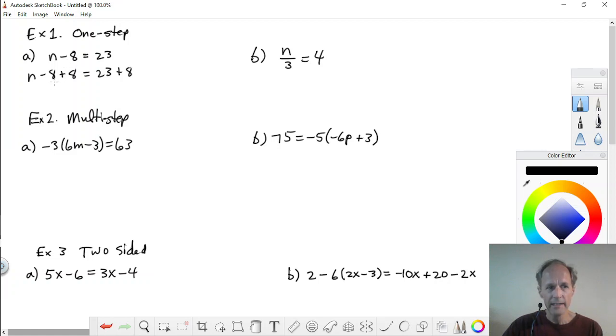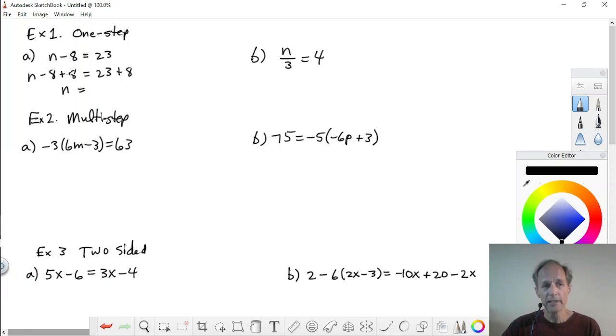As you can see, negative 8 plus 8 is 0. And so the only thing left on the left side of the equation is n, which is what we wanted. We call this one step because right now there's only one extra thing on that side of the equation other than n itself. That's negative 8. So to get rid of it, so that n will be by itself, we add 8.